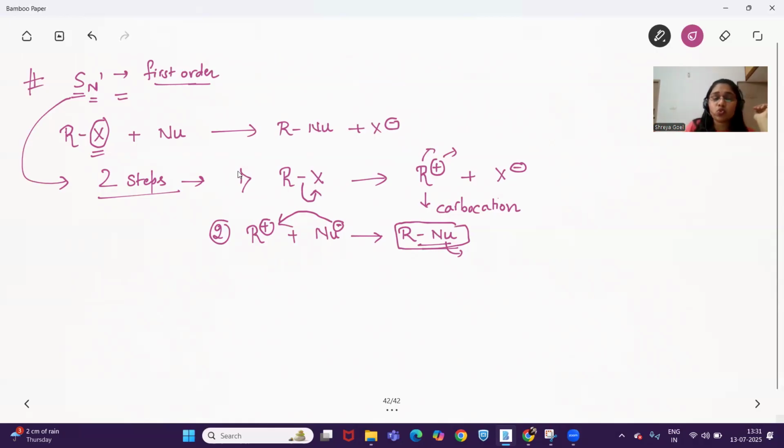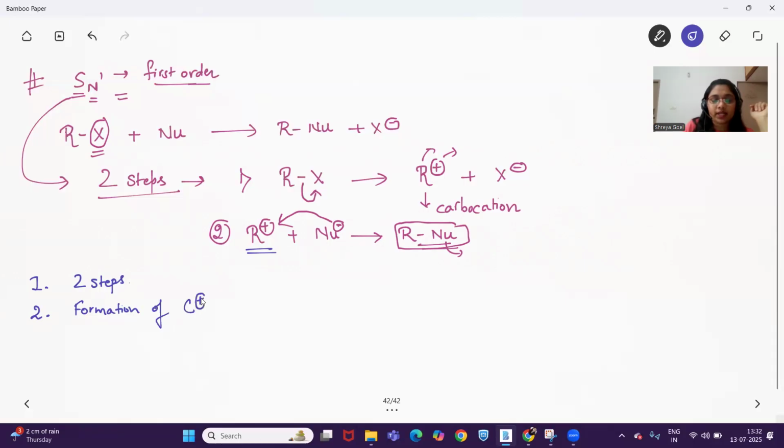So in SN1, these two are the basic steps. Now we will study some basic characteristics or properties of the SN1 reaction. So what are those properties? As you can see here, the first point is that this mechanism happens in two steps, right? The second property is that the formation of carbocation takes place. So we can say in SN1 formation of carbocation takes place.